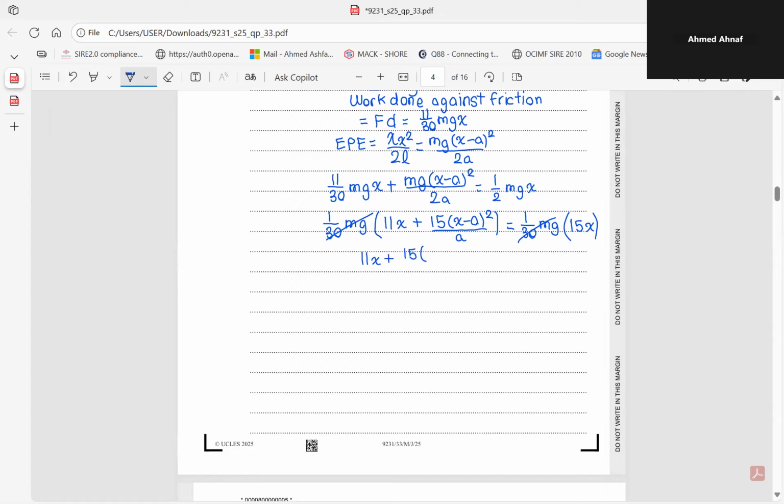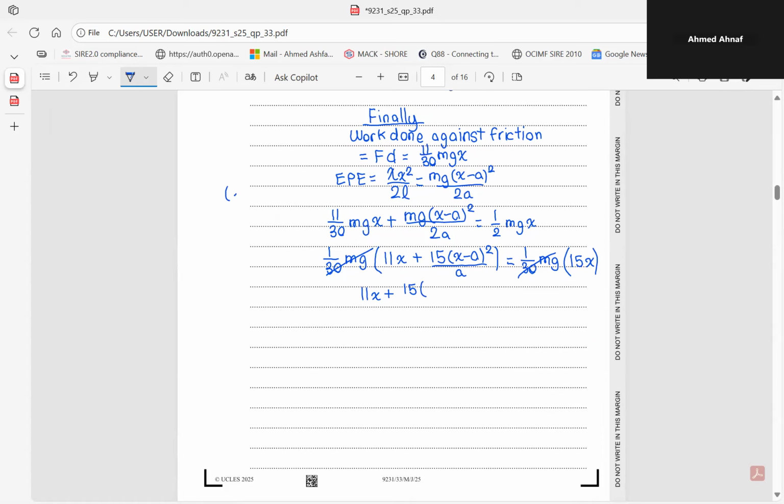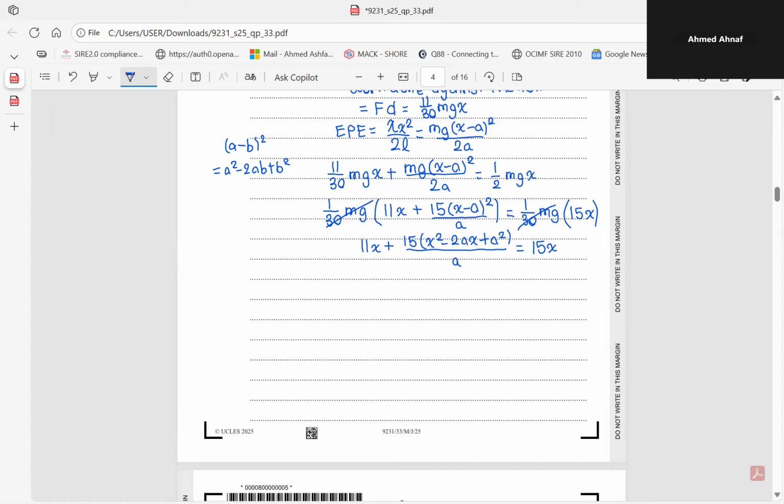Let's expand out the (x minus a) squared as well. We can use the (a minus b) squared identity, which gives us a squared minus 2ab plus b squared. So that's x squared minus 2ax plus a squared, over a, equals 15x. Now let's multiply both sides by a to get rid of the denominator. So we get 11ax plus 15 times (x squared minus 2ax plus a squared). Let's also expand the numerator. This gives us 15x squared, and 15 times minus 2ax, that's minus 30ax.